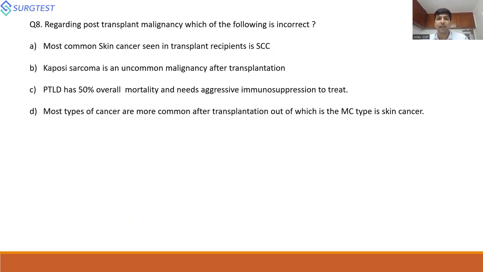Regarding post-transplant malignancy, which of the following is incorrect? The most common skin cancer seen is SCC. Common malignancy after transplantation. PTLD has a 50% overall mortality and needs aggressive immunosuppression to treat. Most of the cancers are common after transplantation, out of which the most common type is skin cancer. Which of the following is incorrect?